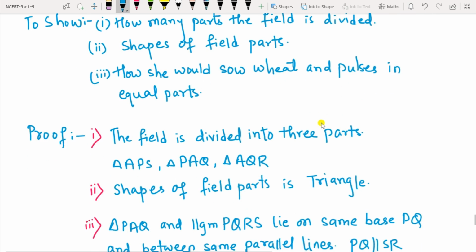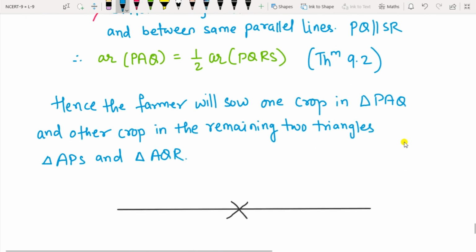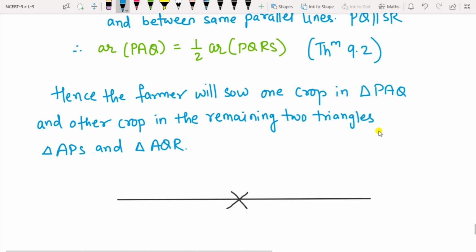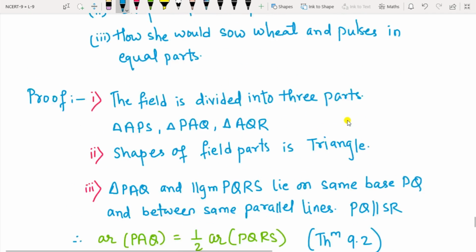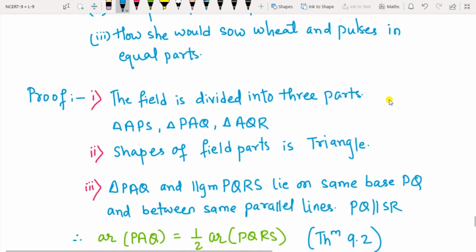Okay, so this triangle is taking total half the portion, so the remaining 2 triangles will be the other half portion of the parallelogram. If one of the crop is sown in the triangle PAQ, that is, if suppose wheat is sown in the triangle PAQ, therefore pulses will be sown in the left portion of the parallelogram, that is on these 2 triangles. Okay, so this was your question number 6.